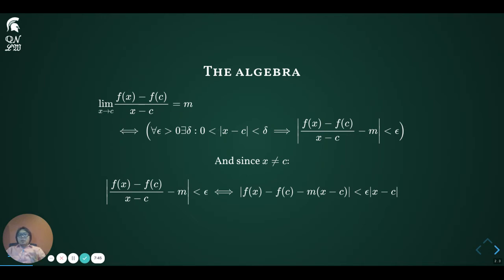Since x is not equal to c, we can multiply through by x minus c with impunity, and so the statement that the difference quotient is no more than epsilon from m is exactly the same as the comparison between a function and its linear approximation that we discussed on the previous slide. Every single step in this chain is given by implications, and so we see that the two definitions are equivalent.